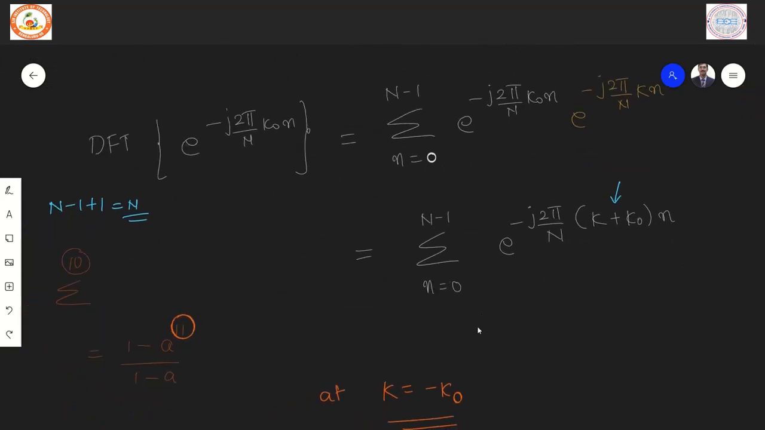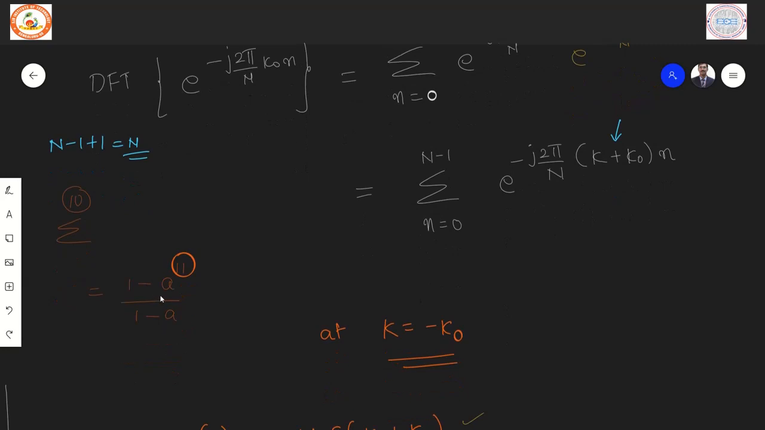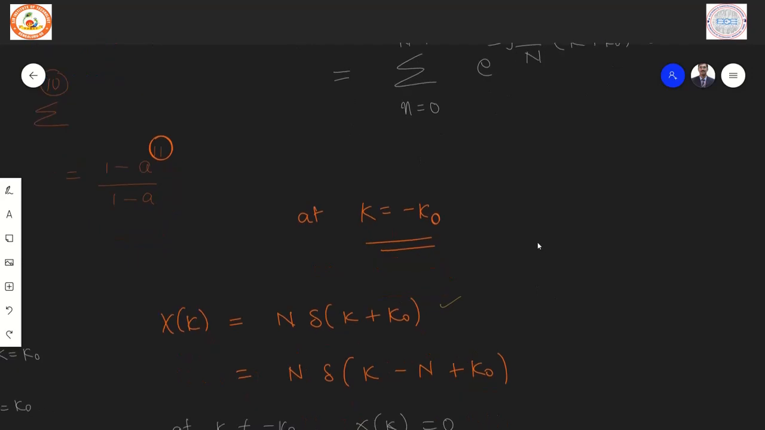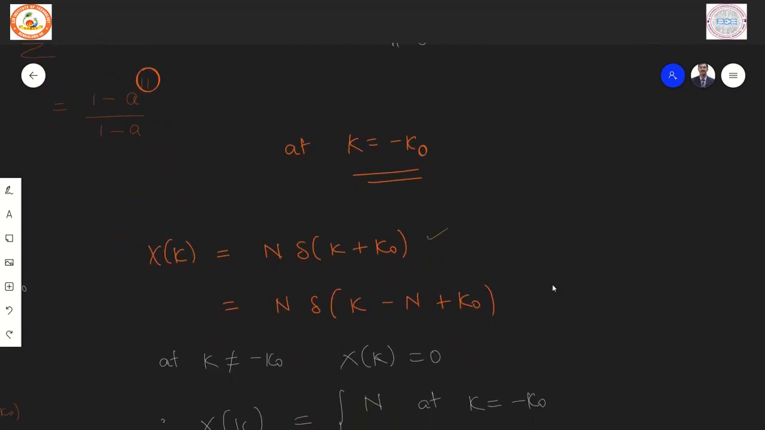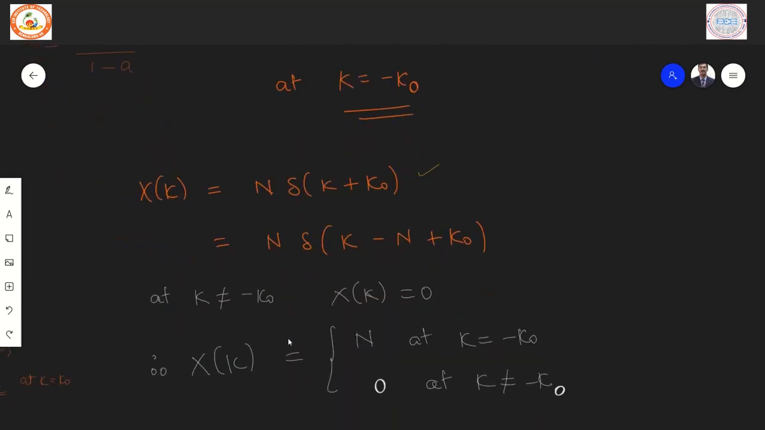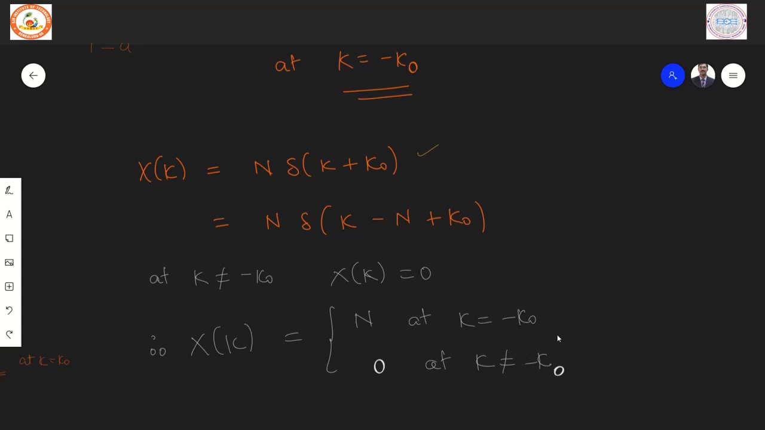And for the finite series, we know the answer is 1 minus a power of n divided by 1 minus a. And we can do the necessary substitution and simplify, and ultimately you will get the result as n times delta of k plus k naught. So the value exists at k is equal to minus k naught. Everywhere else the answer is 0. Once again, we are tabulating it as x of k is equal to capital N at k equals to minus k naught, and 0 at k not equal to minus k naught.